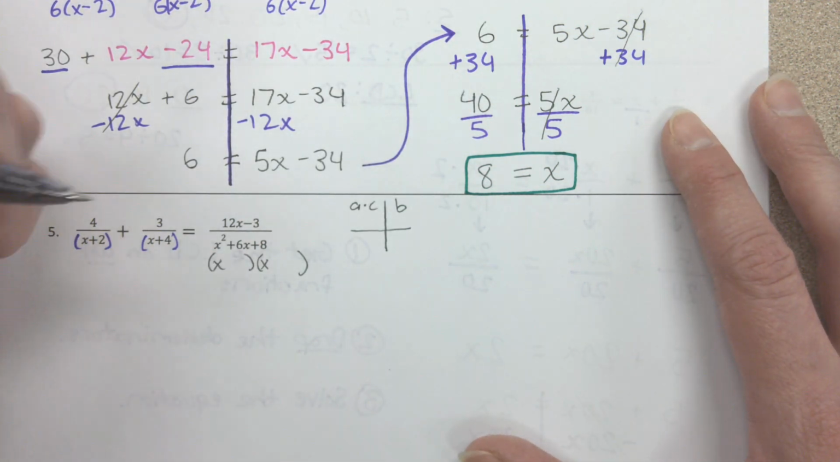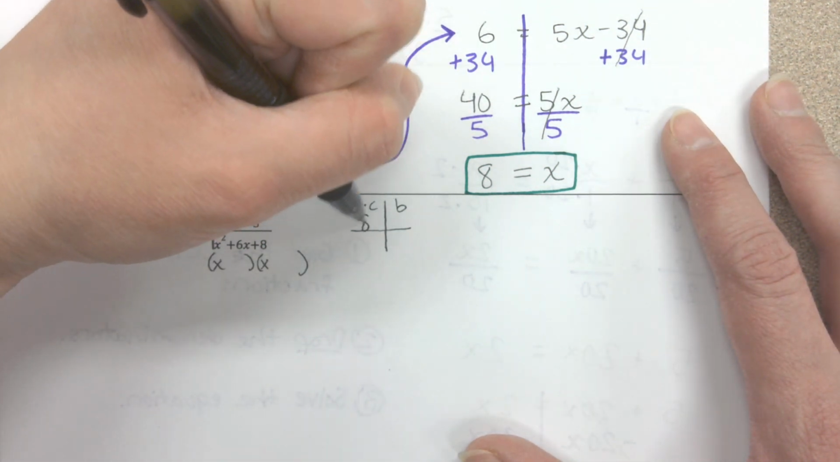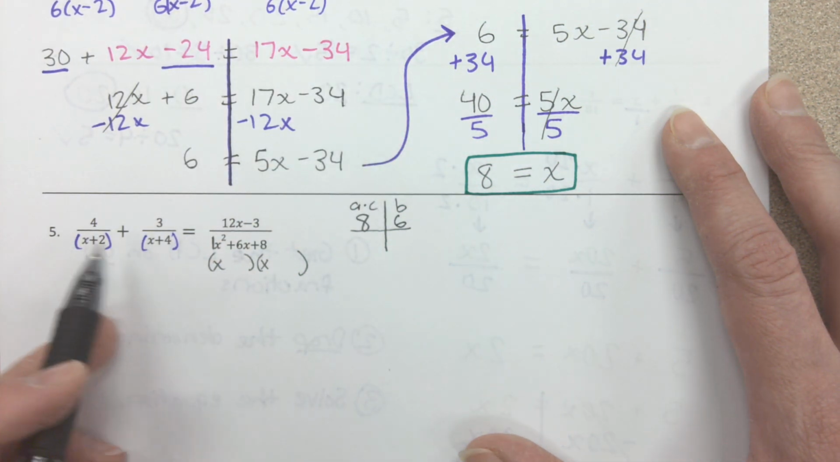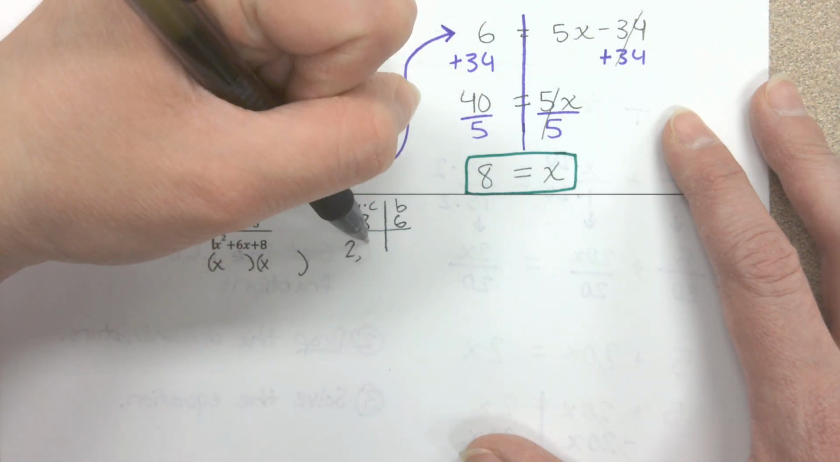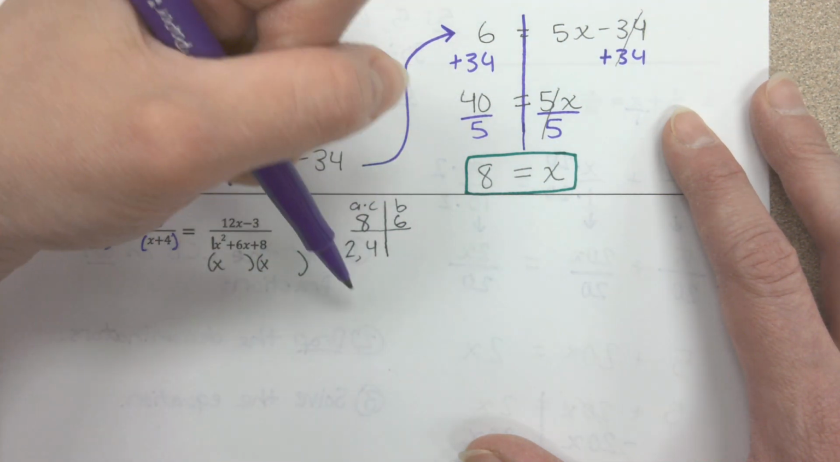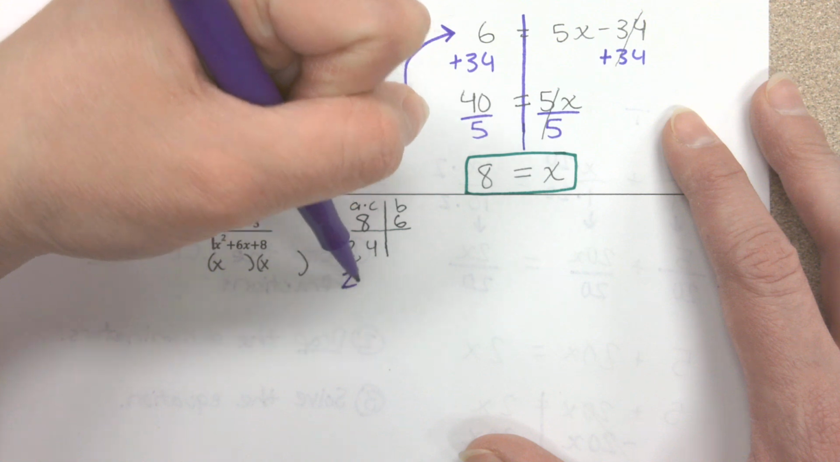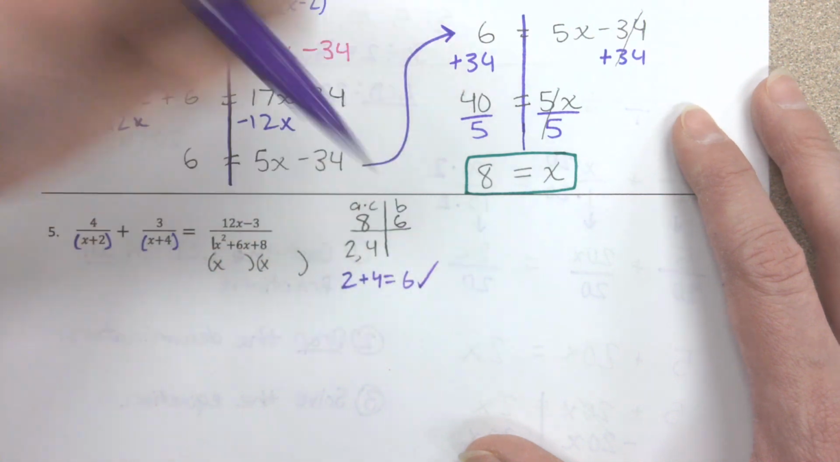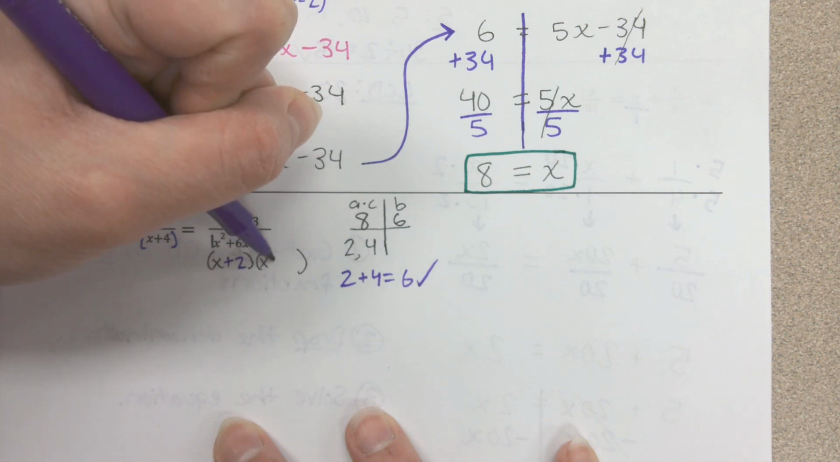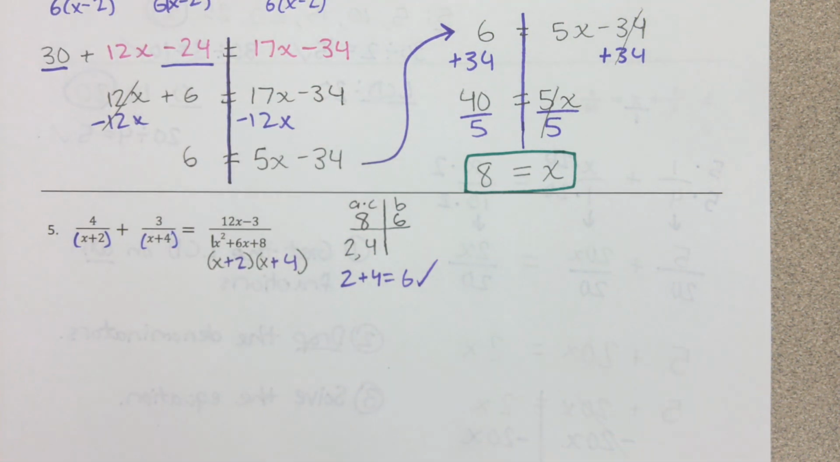A times C. A is 1, so 1 times 8. B in the middle is 6. And if we use the 2 and the 4 that are already there, 2 times 4 is 8, and 2 plus 4 equals 6. So yeah, those are the factors: x plus 2, x plus 4. That doesn't work all of the time. Use that carefully, but the majority of the time, especially in this class, that's going to work.